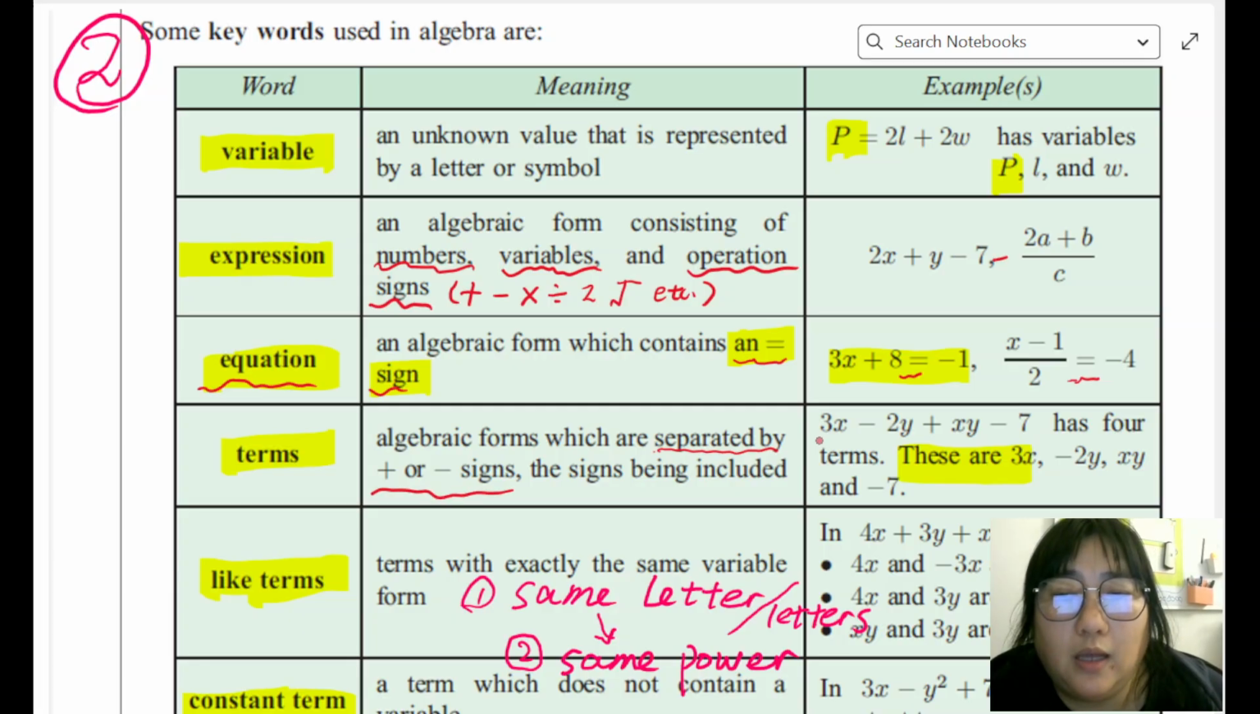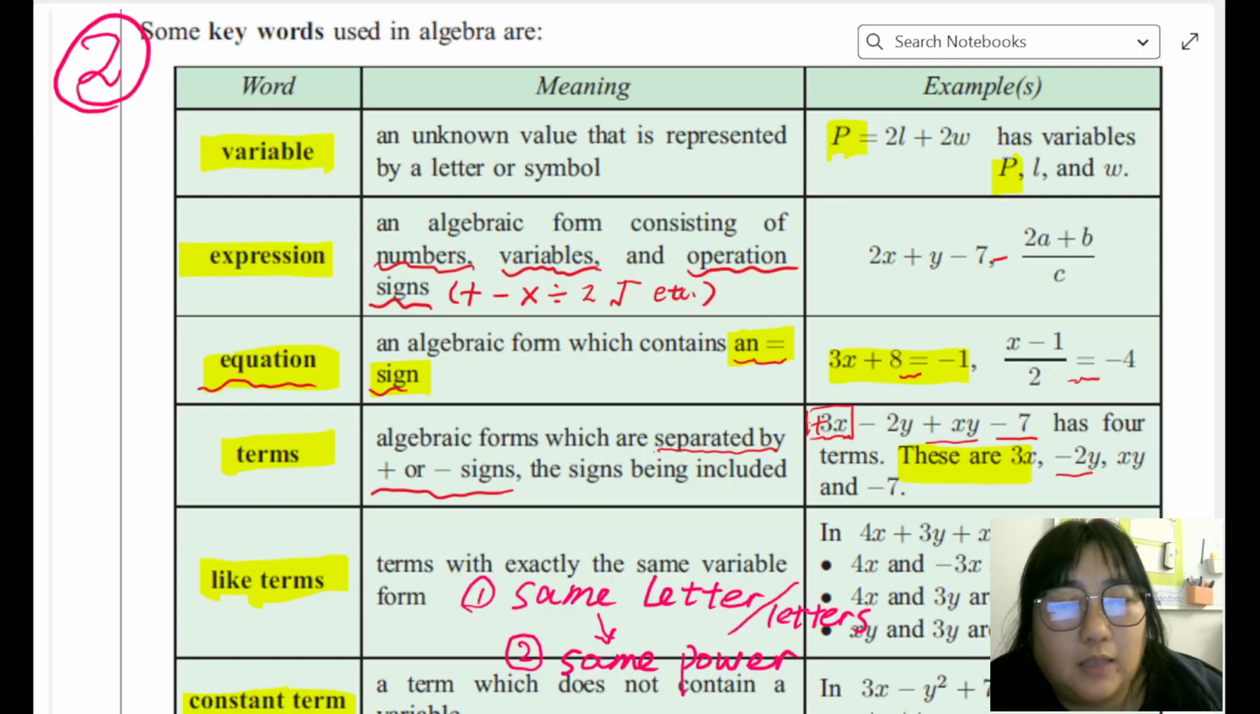When there is each plus and take sign, that means it's one term. For the first term, I always check with my students, what is the symbol for the first term? And the answer will be positive because that is a plus. Only plus we can omit, okay? So it's positive 3x. Then the second term will be negative 2y. The third term will be positive xy. And the last term will be negative 7.